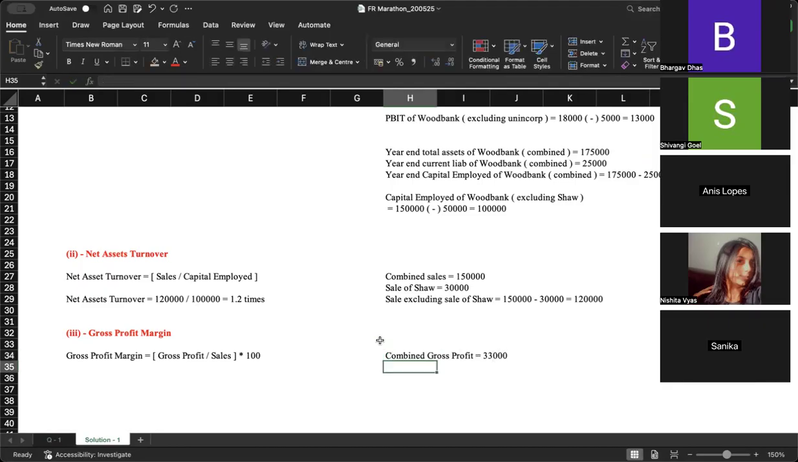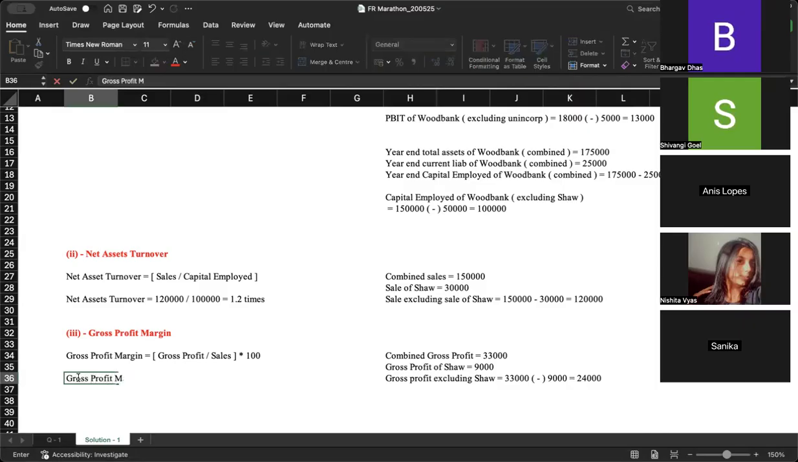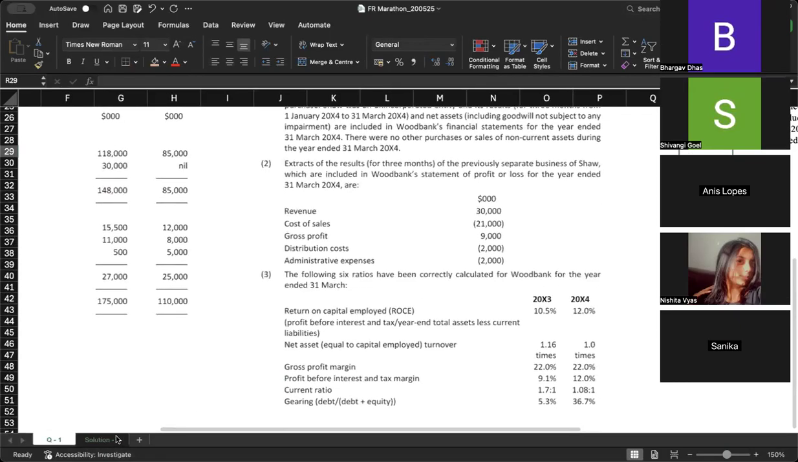So combined gross profit is 33,000. Gross profit of Shaw is 9,000. So what is gross profit excluding Shaw? It will be 33,000 minus 9,000, 24,000, upon the sales excluding Shaw, 1,20,000. Make sense? Or is it wrong? Sorry, why did I write 9,000? I should write 24,000. That is 20%.